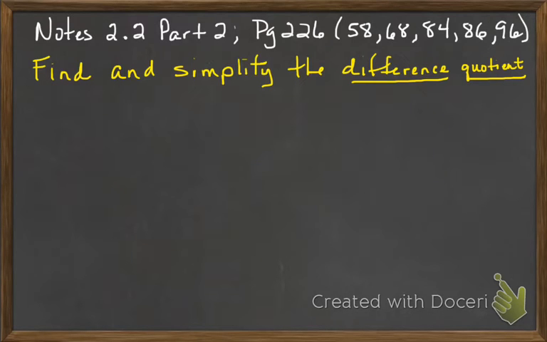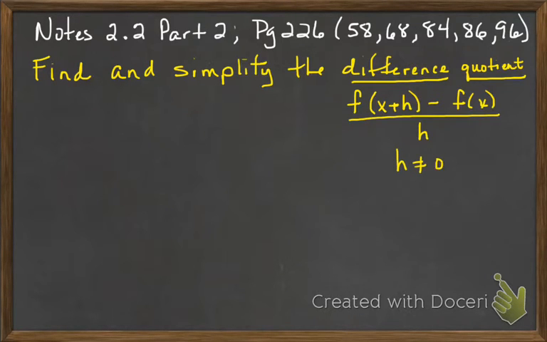Memorize this formula, but you do have to know how to use it, and this is the formula. f of x plus h minus f of x, divided by h. And then the formula goes on to say you can use this formula as long as h does not equal 0, because what happens if h is equal to 0?